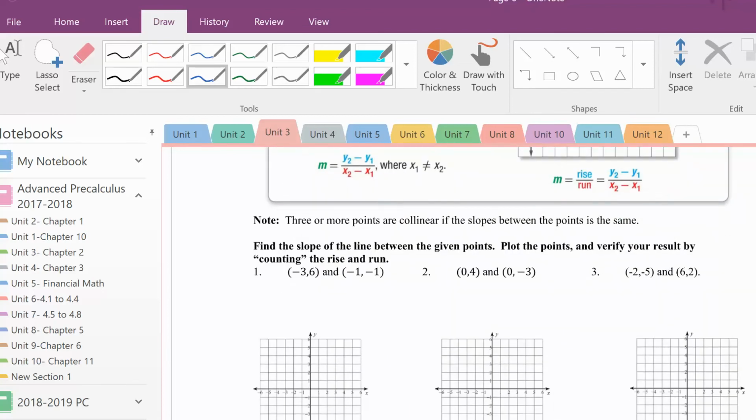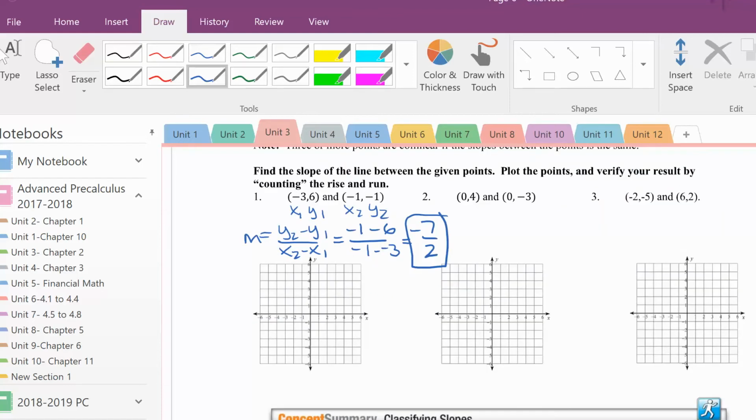So if I'm given 2 points and I want to find the slope, I can label x1 and y1, x2 and y2. So the slope is equal to y2 minus y1 over x2 minus x1. So it's negative 1 minus 6 over negative 1 minus negative 3. So it's negative 7 over 2. So that is the slope.